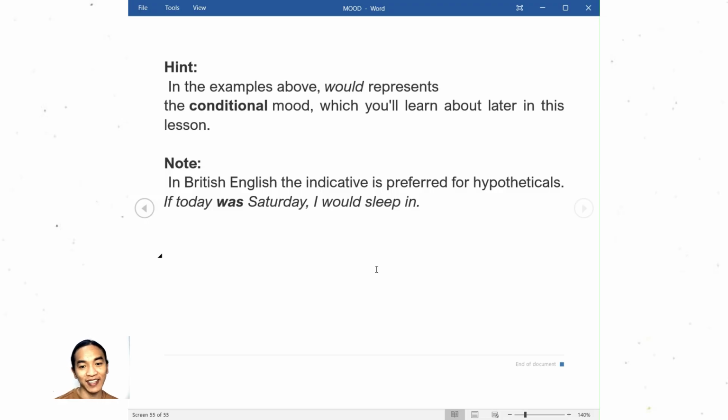So in British English, the indicative is preferred for hypotheticals. Okay. If today was Saturday, I would sleep in. So in British English, they would still follow the rule for subject-verb agreement. But remember in English, we normally follow this indicative mood were, or the subjunctive mood were.